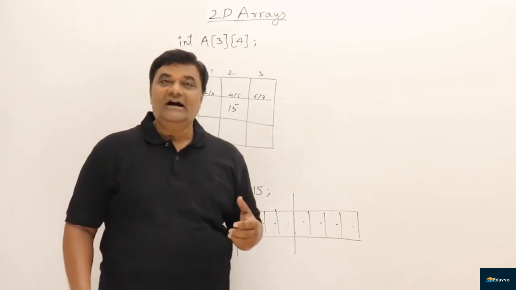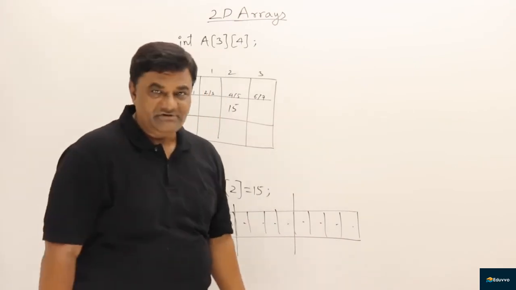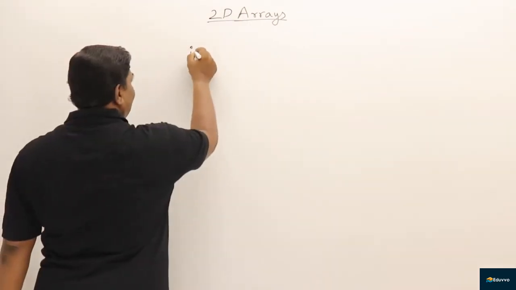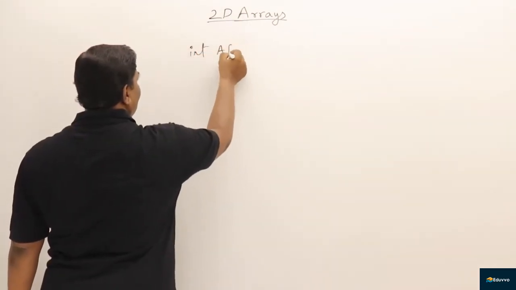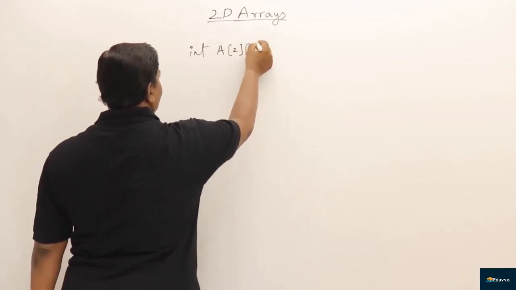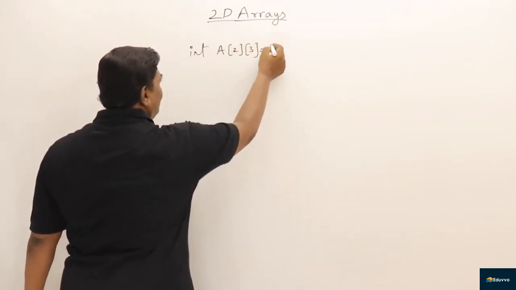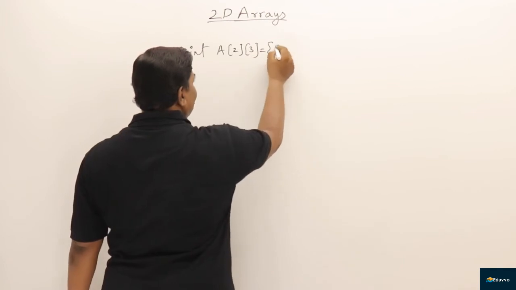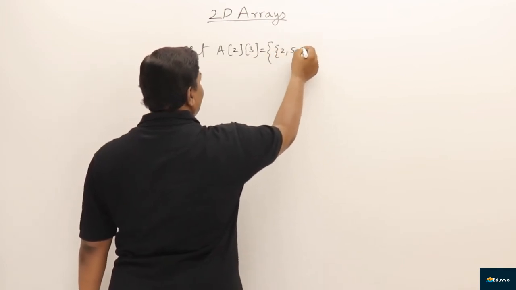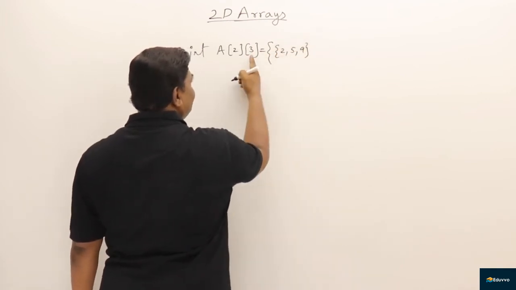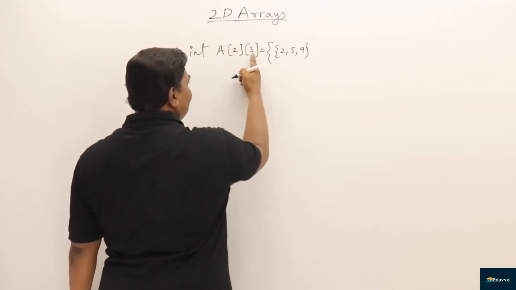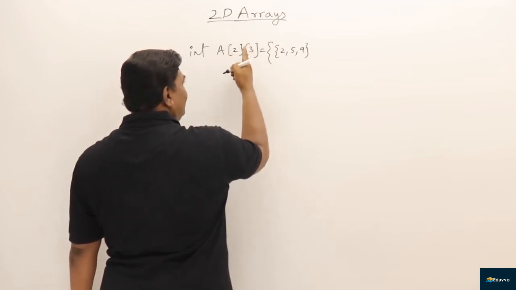Now next let us see how to create and initialize a two-dimensional array. Suppose I want to declare an array of size 2 rows and 3 columns. So this is the declaration, and along with this I can mention the values also. So 2, 5, 9, this is the first row with 3 values. There are 2 rows and 3 columns, so each row can have 3 values.